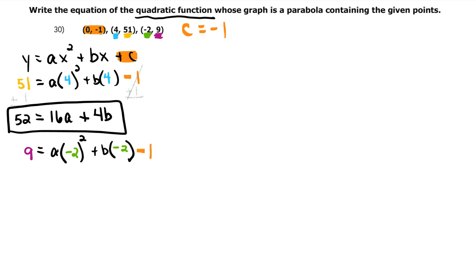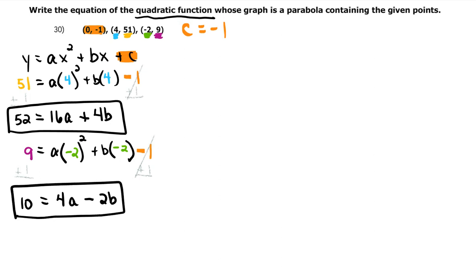And I'll clean this one up also. Same way. I'm going to add 1 to cancel that out, so I have to add 1 over here. 9 plus 1 is 10. -2 squared is a positive 4 times a, and then b times -2 would be -2b. And here's my second equation.